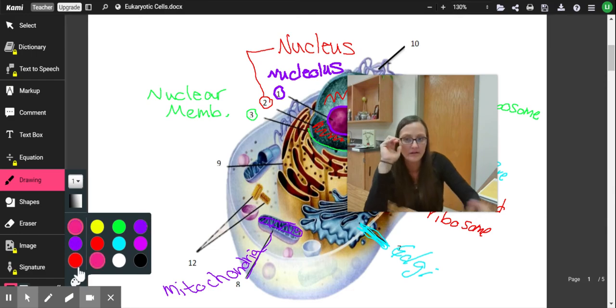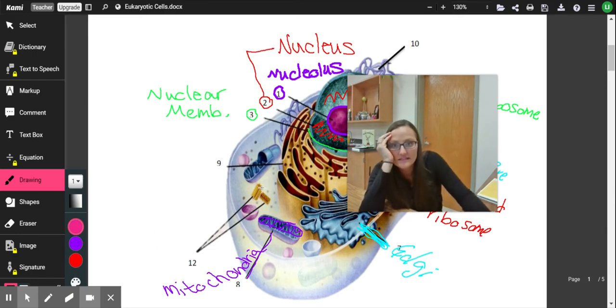All right, so let's do these two right here. They look like little pasta or little cubes in some way. That one and that one. These are called centrioles.